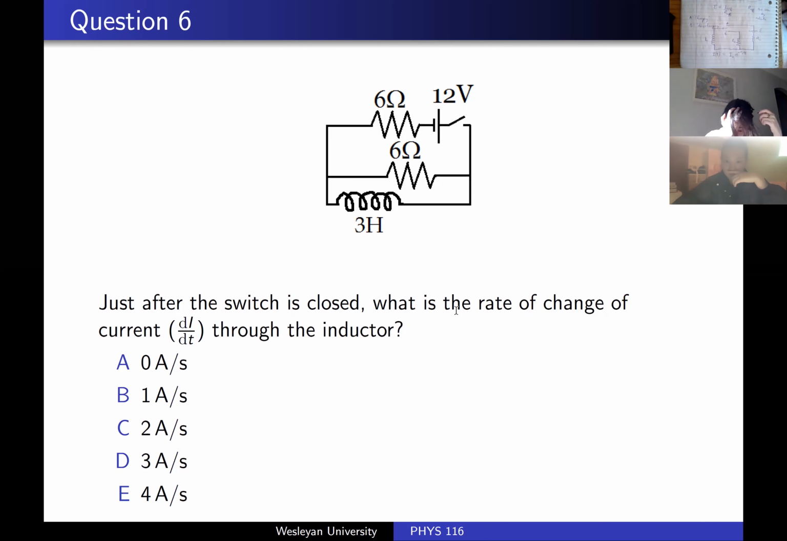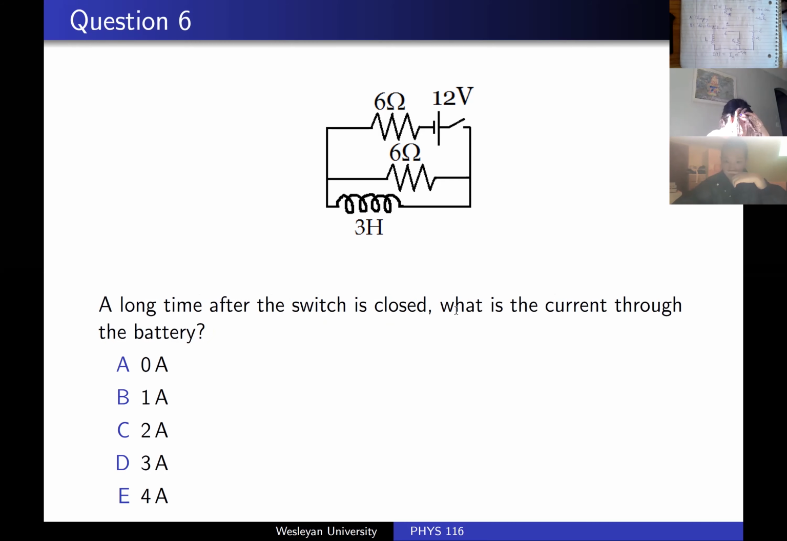All right, looks like we have time for one last question. Well, I guess we'll just finish off this example circuit. So here now, a long time afterward, what is the current through the battery? And stop. Okay, 2 amps, which is correct.